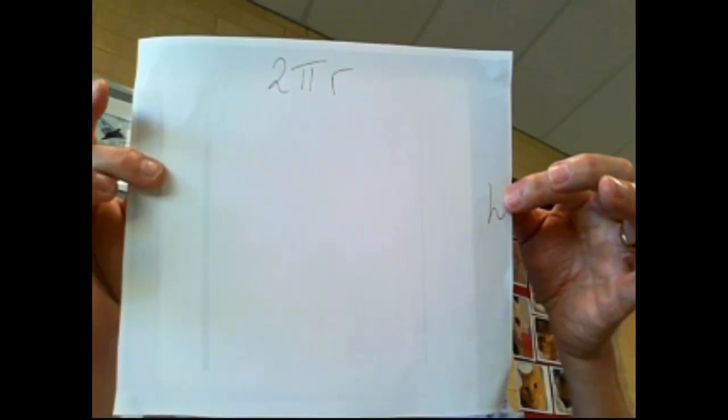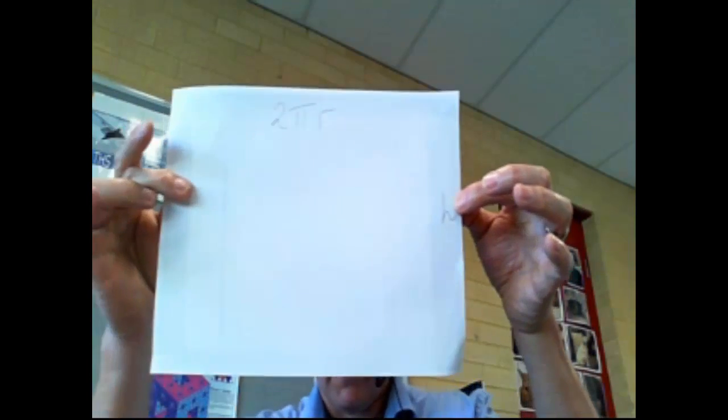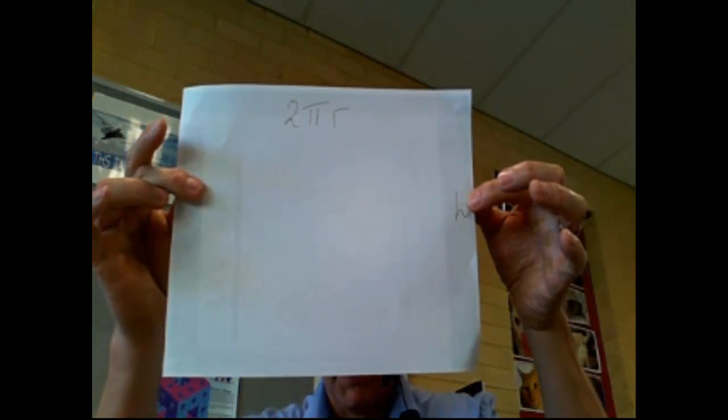So if I unroll this now back to a rectangle, you might be able to see that I've got 2 pi r as the length and h as the width. So if I just try and move it better into shot. And so the area of that rectangle would be 2 pi r times h, 2 pi rh. And the area of the rectangle is the same as the curved surface area of the cylinder, because it's exactly the same piece of paper when I roll it up.